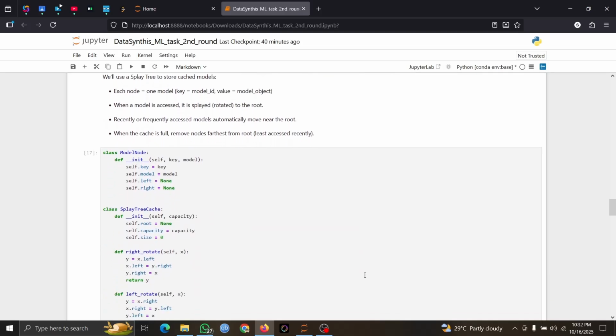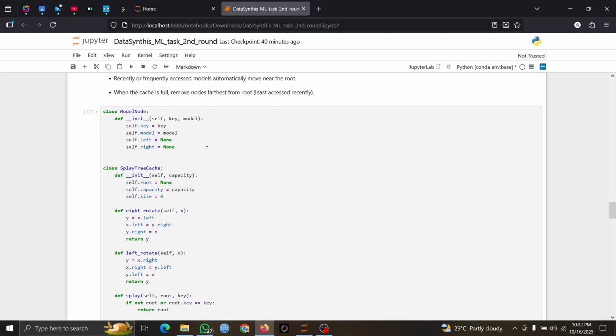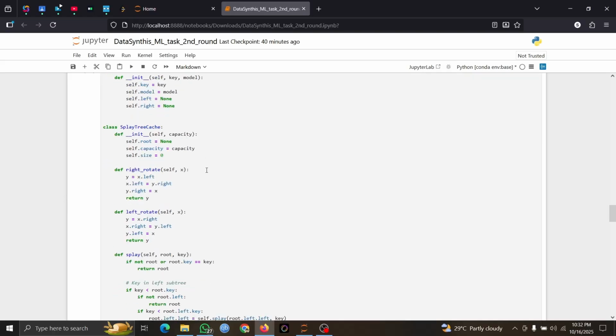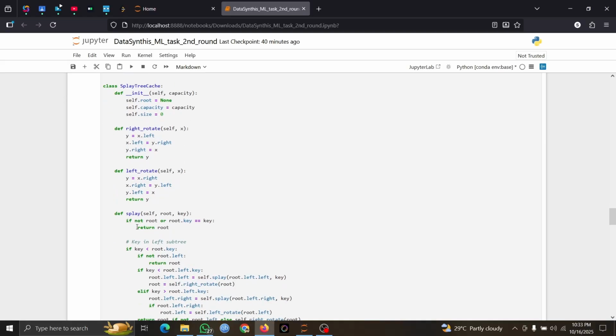Now, designing a splay tree, first of all I define different types of classes, like a model node class, where I hold a cache entry by key, model, and left and right pointers. Then the splay tree cache class, which manages the cache with limited capacity using splay for quick access. There I defined a function splay, which moves the accessed node to the root, which means I can move the recently used node to the root and make it faster for the next access.